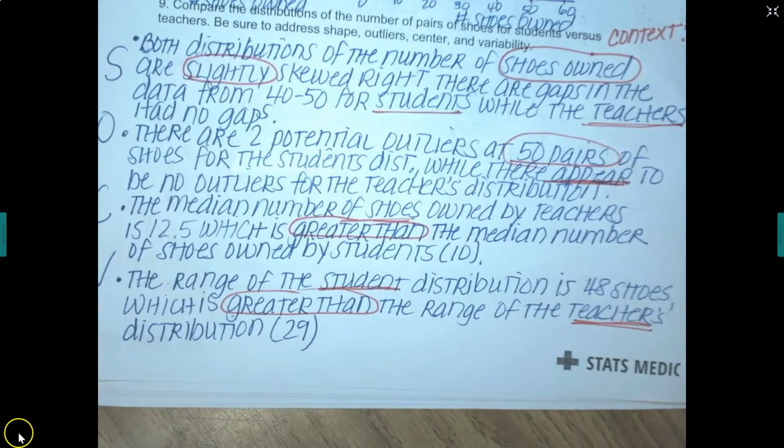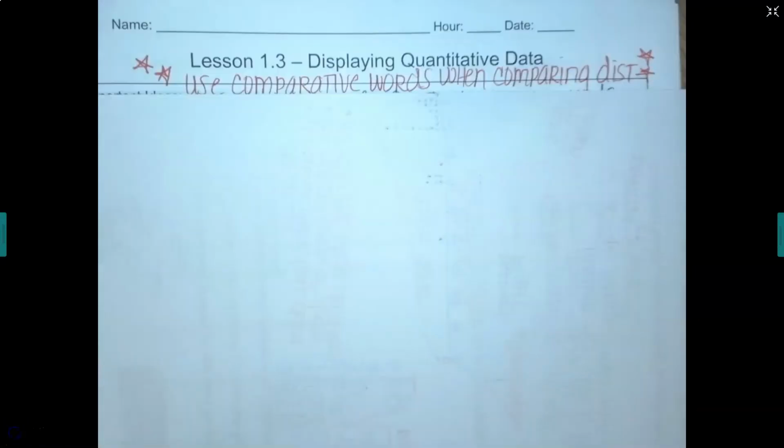All right, let's summarize this down. I wrote this in red because I really want to be sure you remember it. Use comparative words when comparing distributions. Put stars around it, make it in red, put it in glitter if you've got it. You've got to be sure that you use your comparison words.